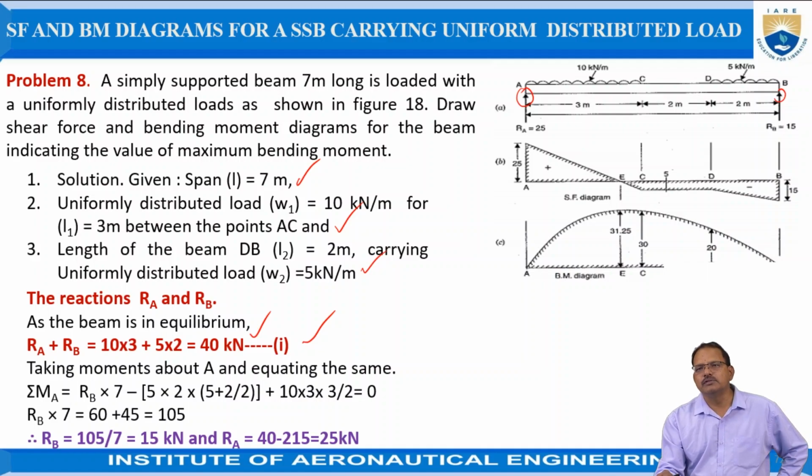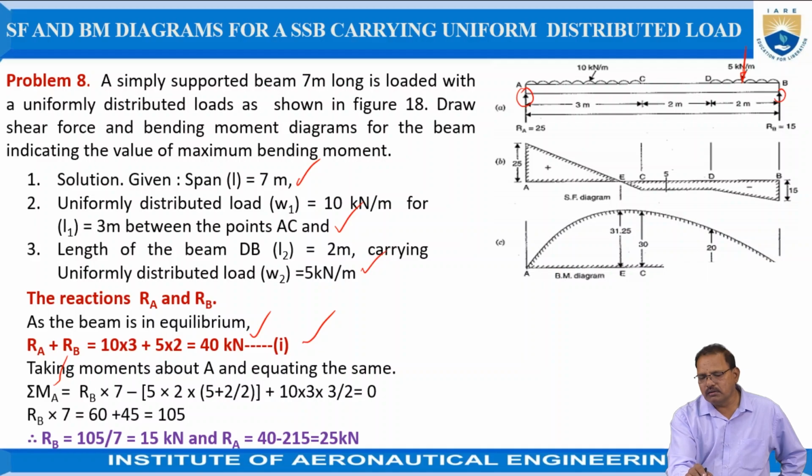So here, considering the moments at point A, the sum of the moments at A, generally represented as sigma MA, should be equal to RB, which is the force acting in the upward direction, that tends to rotate the beam in the anti-clockwise direction, hence it is treated as positive. So RB into 7, and this load is there between B and D. It is acting in the downward direction, tends to rotate the body in the clockwise direction, hence the moments are treated as negative. So the total force is equal to 5 into 2, which is 10, but this load is acting in the middle now.